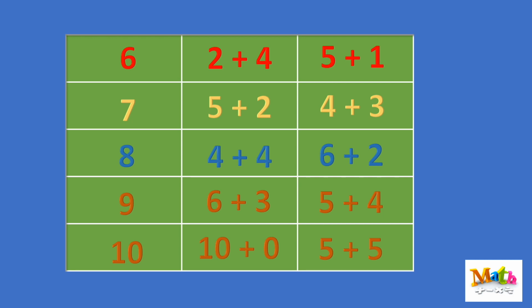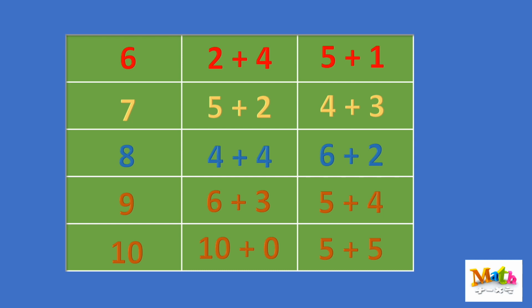For number 9, the answer given is 5 plus 4. But if you have written 9 plus 0, 0 plus 9, 8 plus 1, 1 plus 8, 7 plus 2, 2 plus 7, 3 plus 6 or 4 plus 5, that is also correct because it is a number partner for 9.